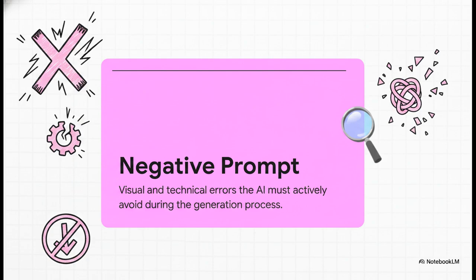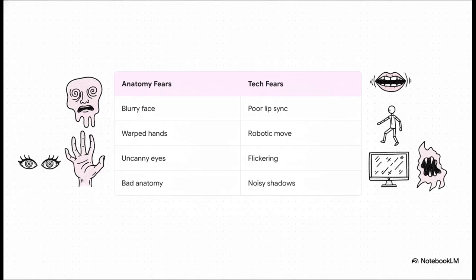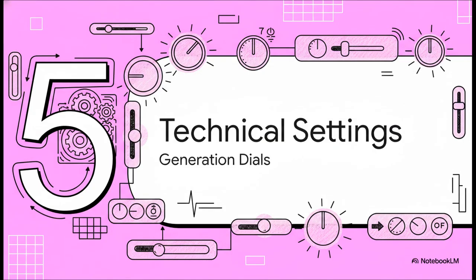When we actually break down the negative prompt from our source, it splits into two really fascinating buckets. On the left side, we have face and anatomy fears. The creator is terrified of blurry faces, warped hands, duplicate features, and uncanny eyes. Basically, the anatomical nightmares that instantly ruin the vibe. Then on the right, we have motion and tech fears, things like poor lip sync, flickering, robotic movement, and noisy shadows. So they're setting up guardrails for both the physical appearance of the clone and the technical rendering of the file itself.